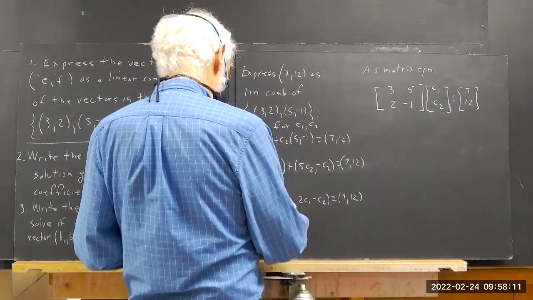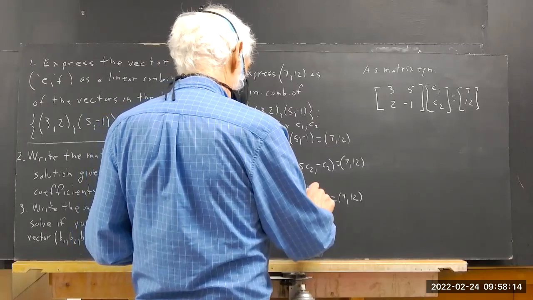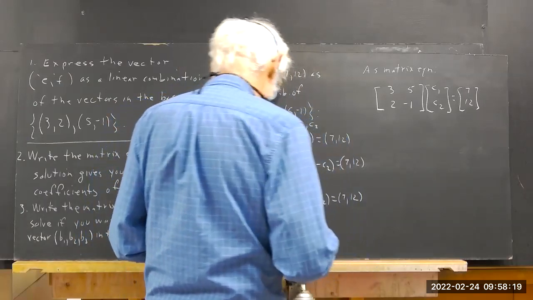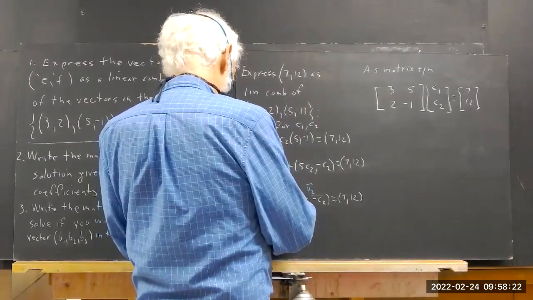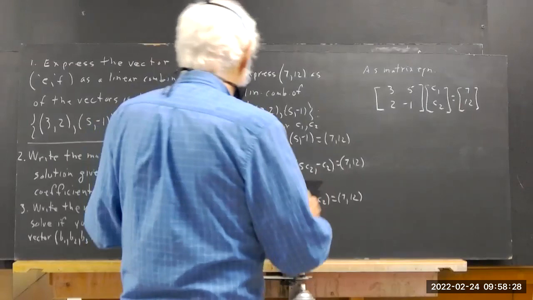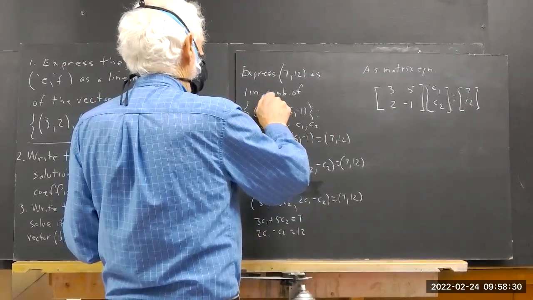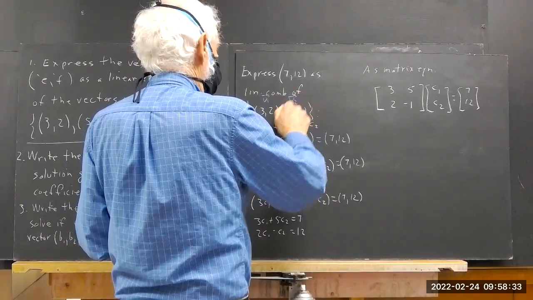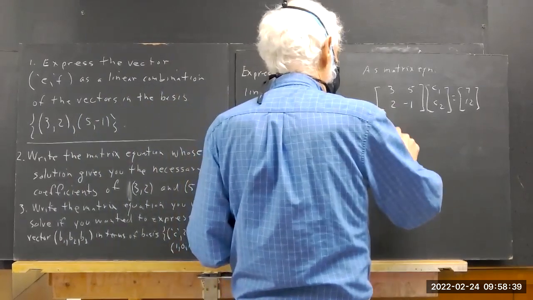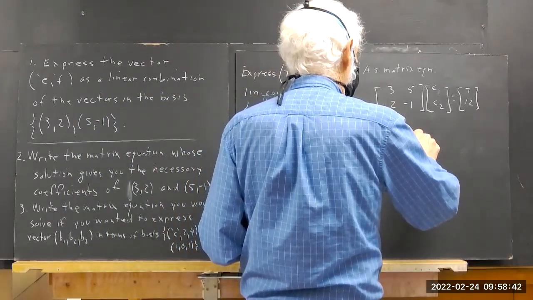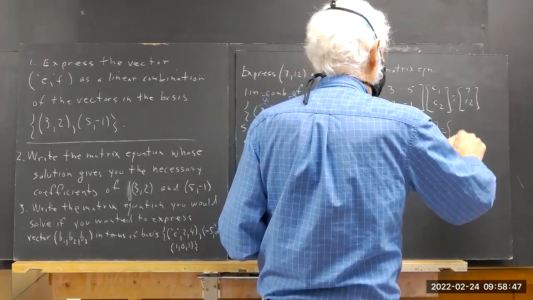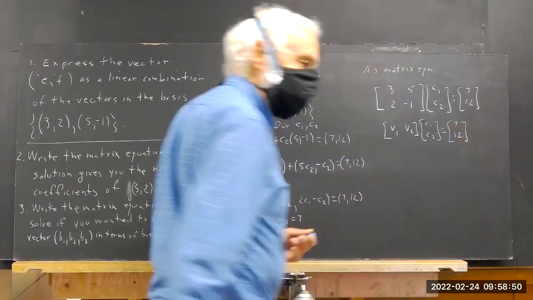Skip steps. Okay, V1 here, V2 here. Oh, sorry. V1 and V2 are members of the basis. V1 here, V2 here. So this is, as we saw earlier, the matrix V1, V2 times C1, C2 equals 7, 12.